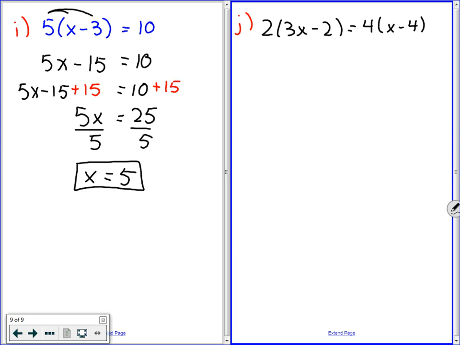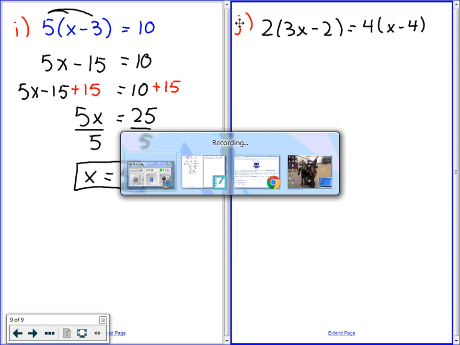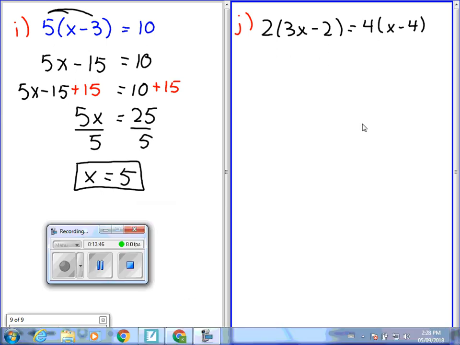I'm going to pause the video and stop the video actually. I'm going to give you a minute to try this one. And hopefully Mrs. Fitzsimmons will get here and you can show her how smart you guys are. I see people using their calculators, and that's great. That's what calculators are for.